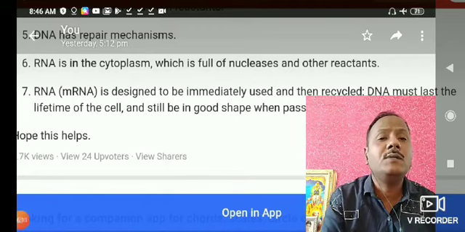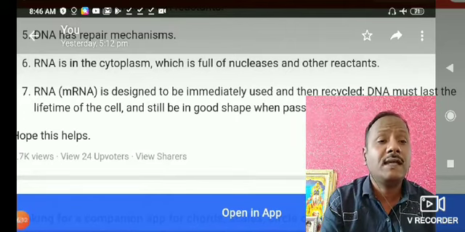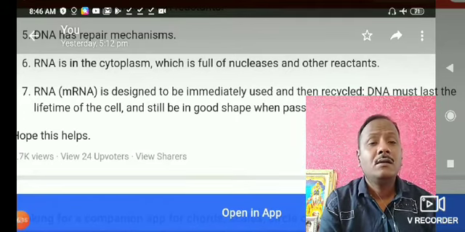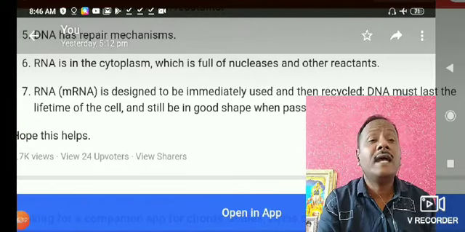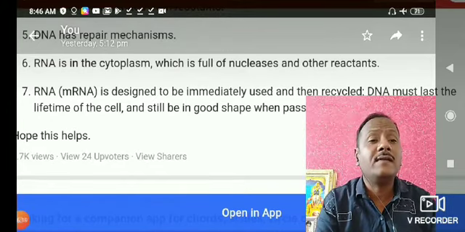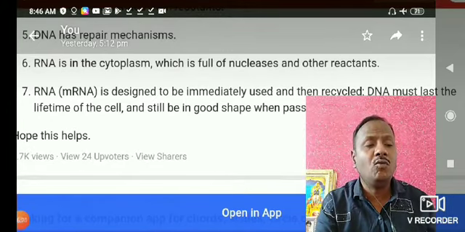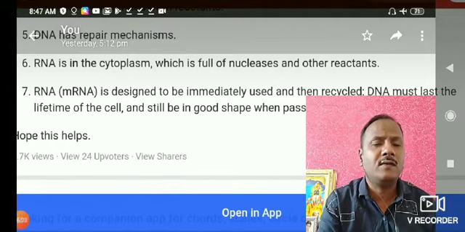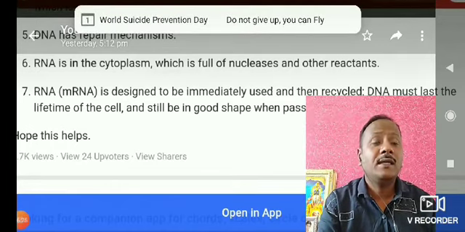RNA is designed to be immediately used and then recycled. It means that in the environment, there are lots of effects on RNA. That's why chemically it is not stable. That's why it is recycled.